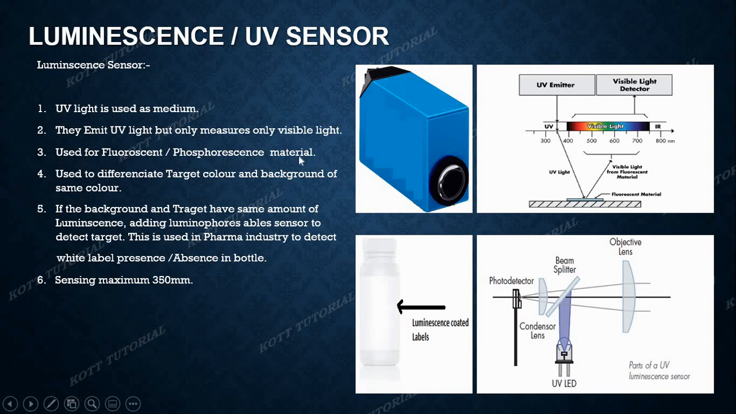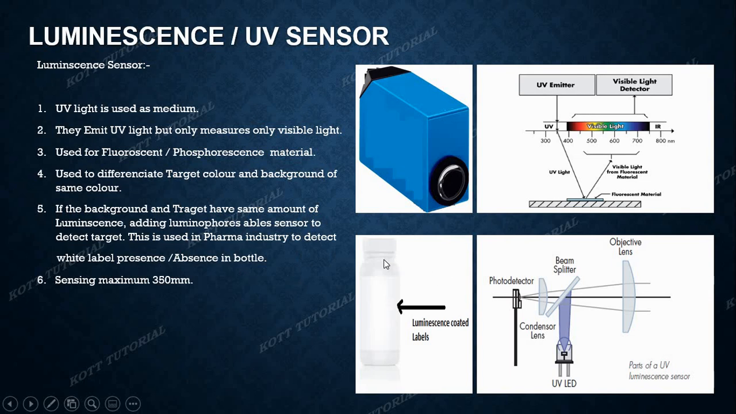It is used with fluorescent and phosphorescent material, a material which emits fluorescence, to differentiate the target color and the background color of a scene. It is used to differentiate target and background of the same color. If my target and background have the same color, the color sensor may fail but the UV sensor will work, because our target must be of fluorescent material. If the background and the target have the same amount of luminescence, a luminophosphorescence sensor can be added to detect. This is used in the pharma industry too.